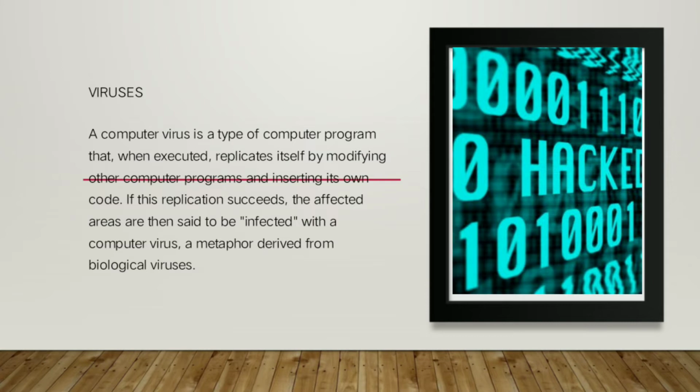The first variant of malware is viruses. A computer virus is a type of computer program that, when executed, replicates itself by modifying other computer programs and inserting its own code. If this replication succeeds, the affected areas are then said to be infected with a computer virus, a metaphor derived from biological viruses, designed to replicate relentlessly. Computer viruses infect your programs and files, alter the way your computer operates, or stop it from working altogether.